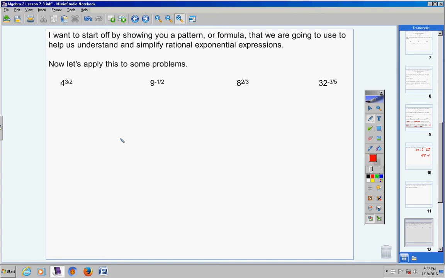I want us to simplify all of these, okay? Let's take them one at a time. I want you to simplify now without using a calculator, okay? No calculator right now, okay? So let's simplify this by writing it as a radical.